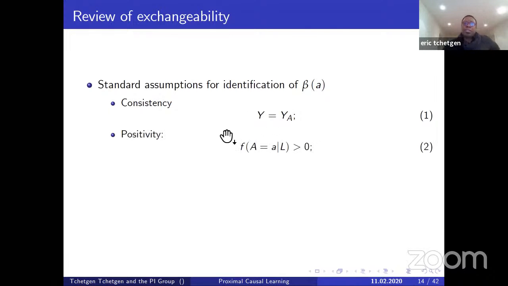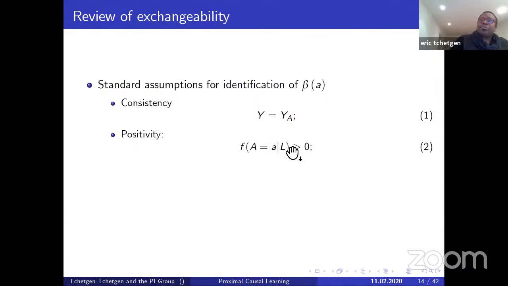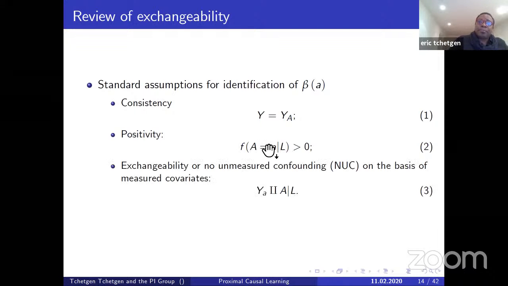positivity: that for a given value of A of interest, for any value of L that is realized in the population, at least some of the individuals with that value of L will take up the treatment, little a.